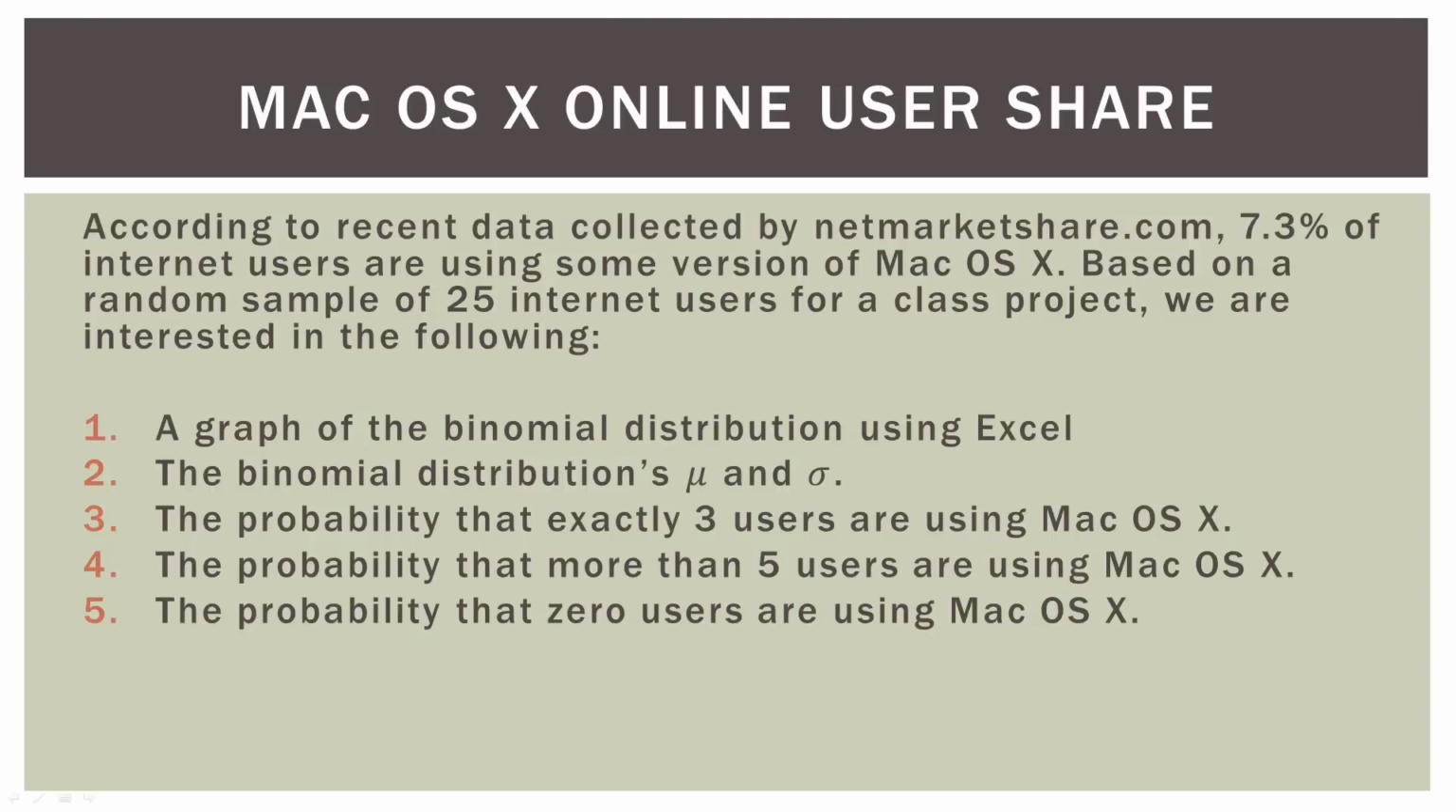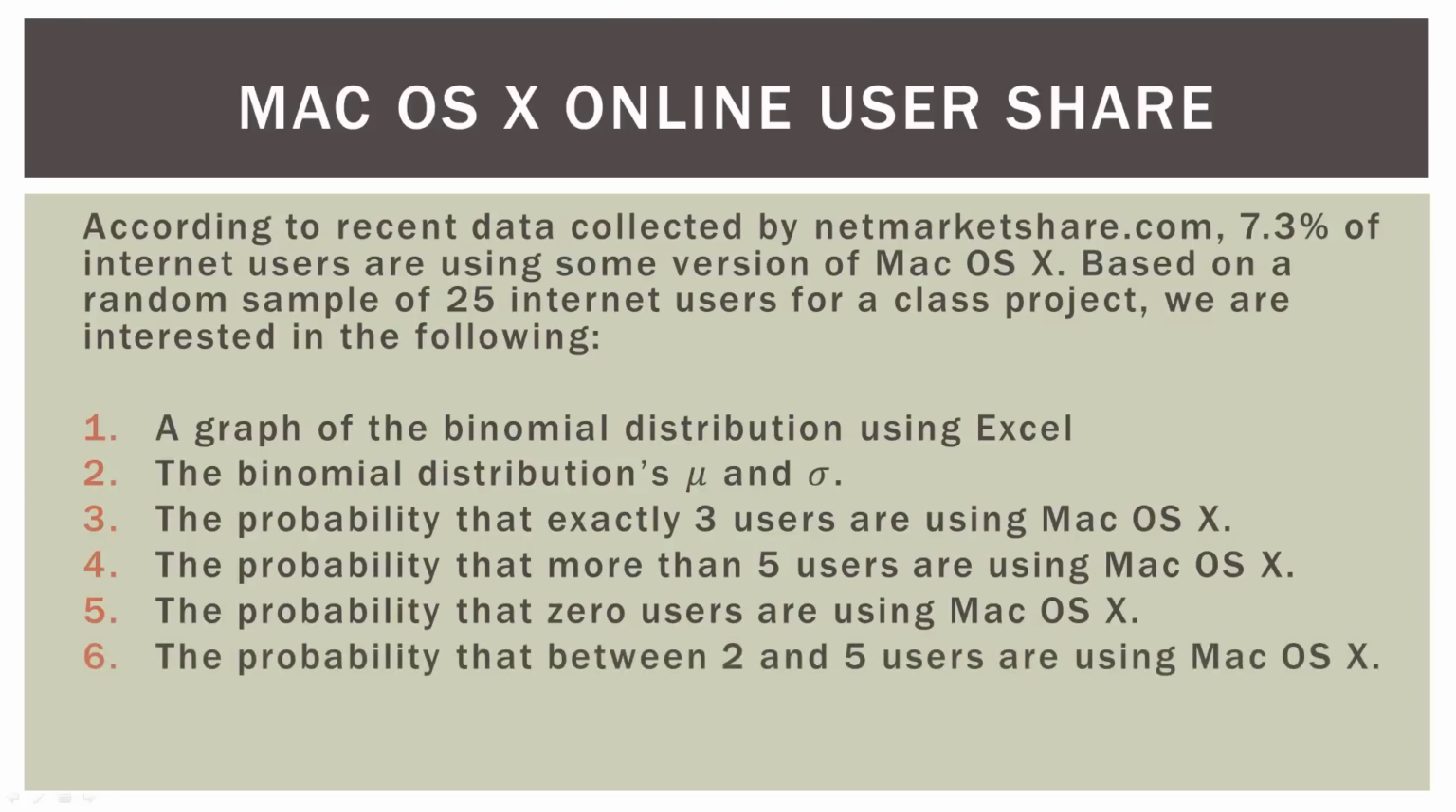So we have a sample of 25 people. What is the probability that none of them are using OS X? And finally, what is the probability that between 2 and 5 users are using OS X? We're going to look at a very slim segment of our distribution and find that probability.